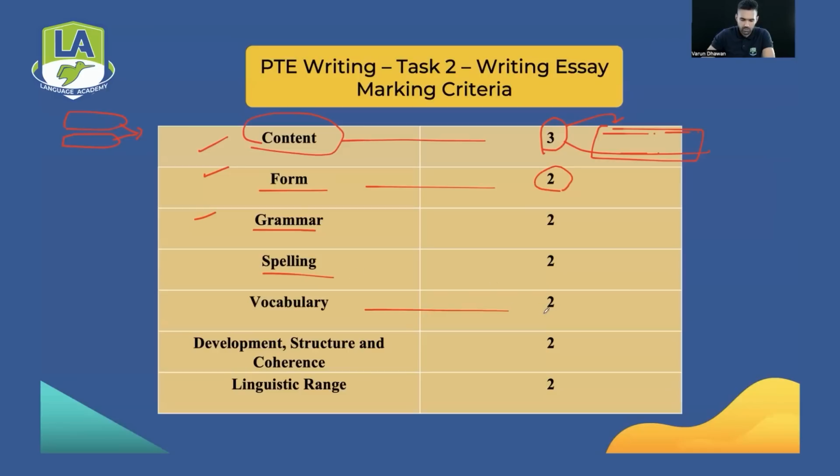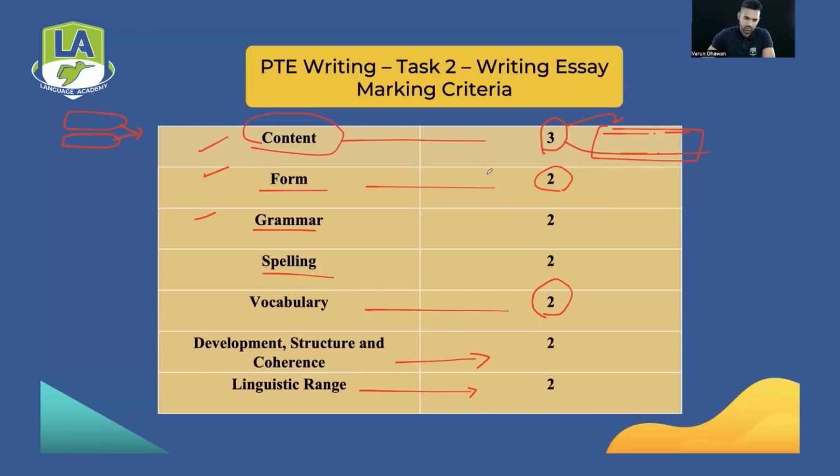For vocabulary, you need to make sure you use academic words. You do not use any kind of short forms. For development, structure, and coherence, you need to make sure you have around 4 to 5 paragraphs and you use connectors. Linguistic range is something of your vocabulary, that you use different words. Avoid too much repetition of words and it will be all good.